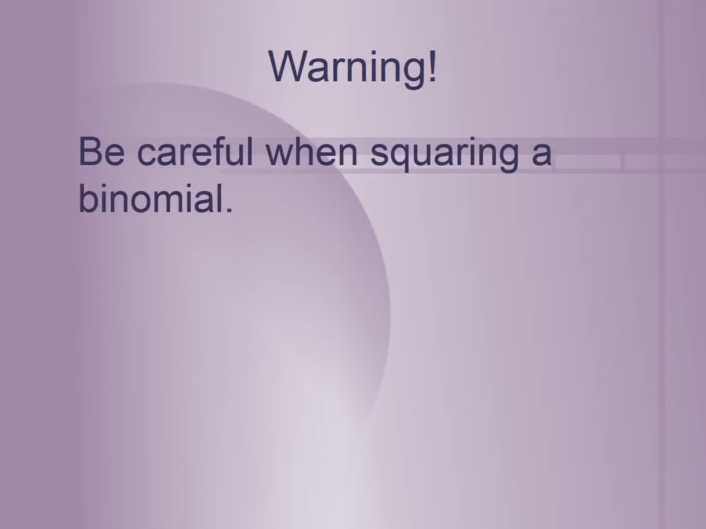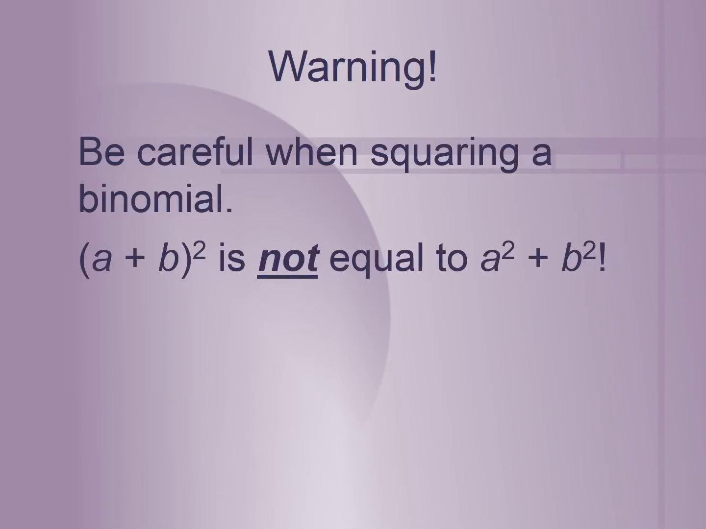Okay, so we need to be super careful when we're squaring a binomial, because if you see something like this, a plus b squared, you can't just distribute this exponent. That does not become a squared plus b squared. Now, if this was a times b and then squared, that's when you would do, it's called the power of a product rule. But this is not a power of a product, this is a power of a sum, and there's no such thing, right? So when you see a plus b squared, it's not distributing the square. This is not correct at all.